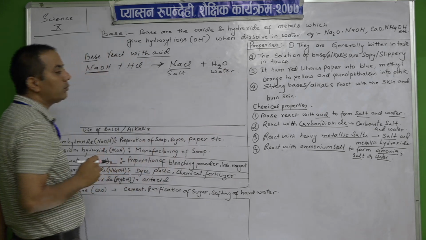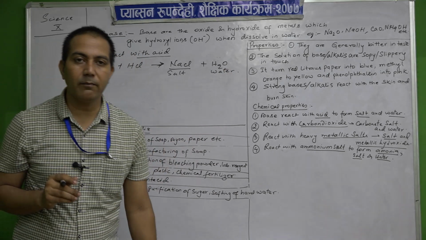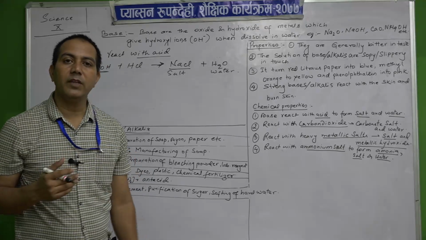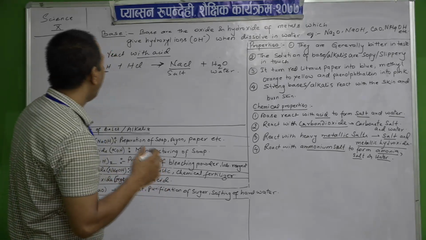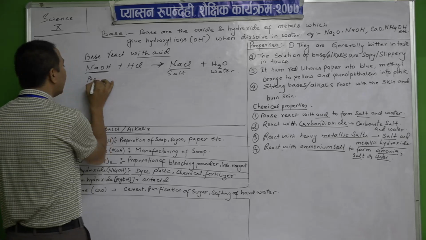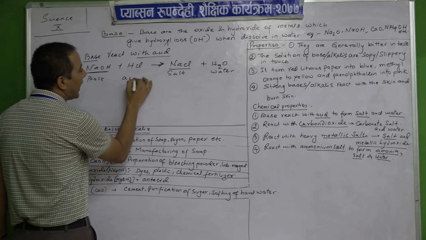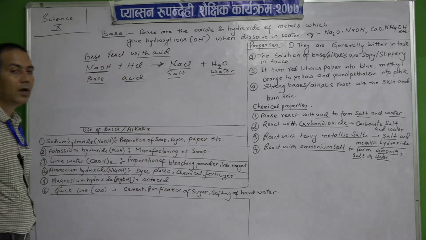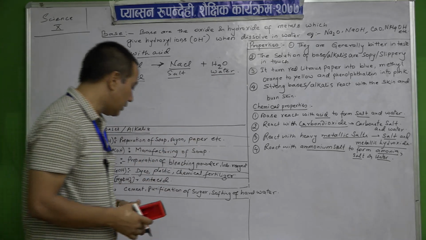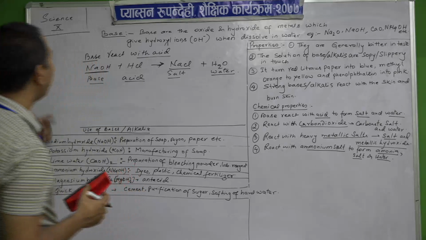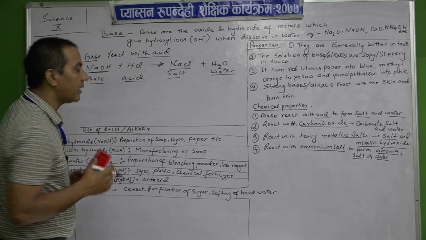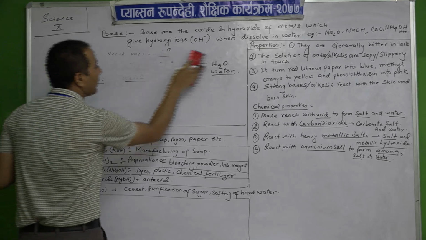So, from this what do we come to know? From this we know that when a base reacts with an acid, it produces salt and water. So, when a base reacts with acids, it changes into salt and water. That is one chemical property.